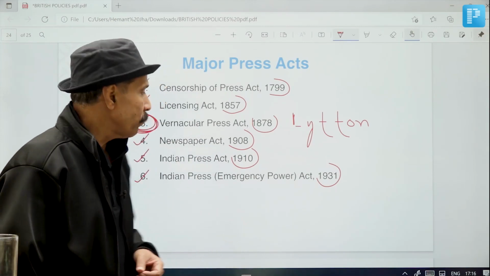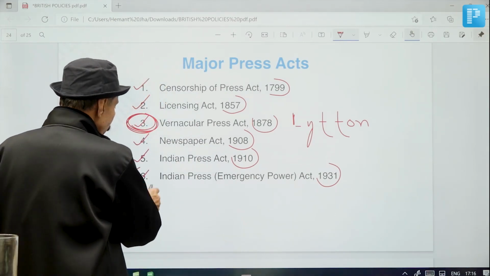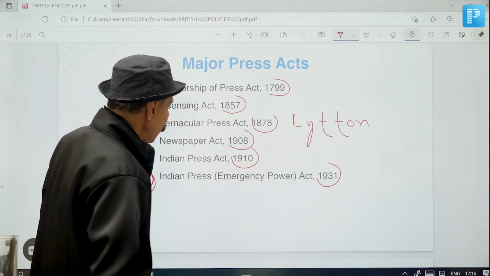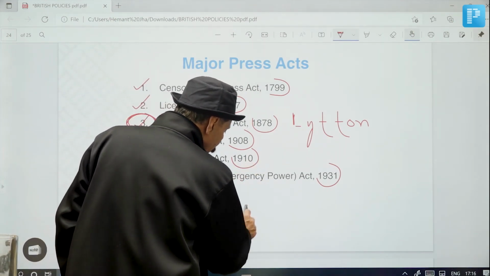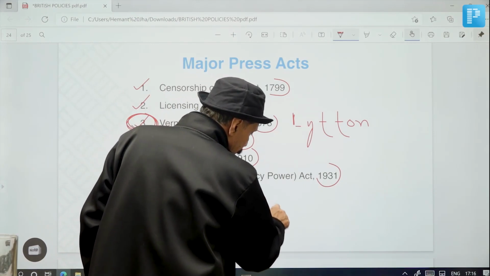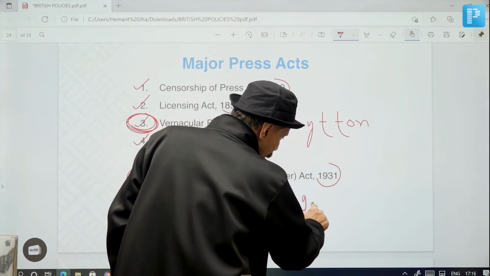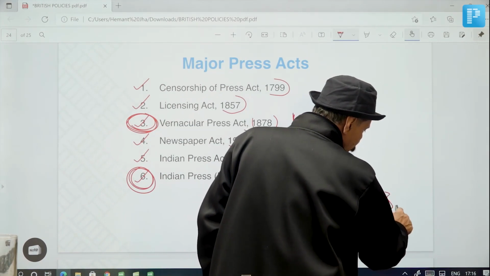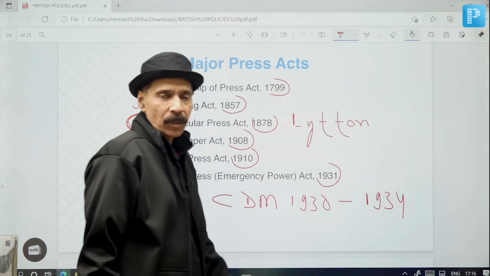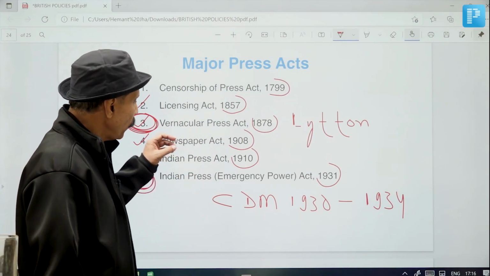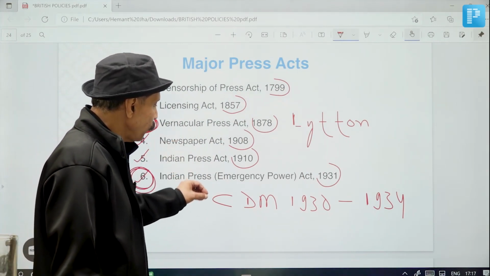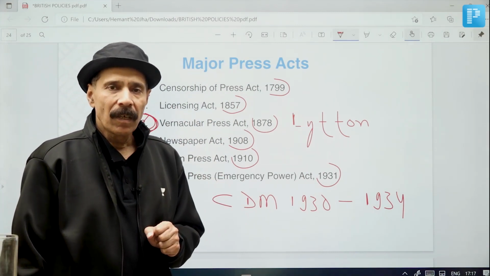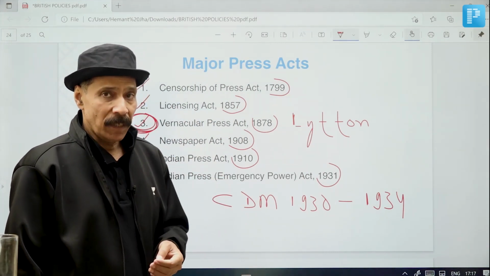And the second one, very important, is 6, Indian Press Emergency Powers Act, 1931. This was passed during the Civil Disobedience Movement that began in 1930 and continued till 1934. So this was a move to weaken the press and thus to weaken the Civil Disobedience Movement. And one more aspect I'm going to discuss.